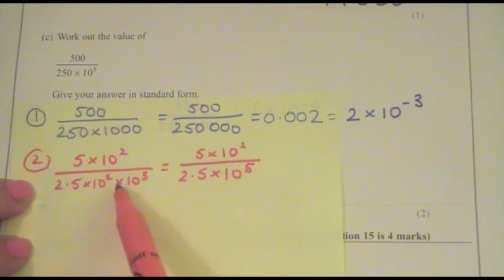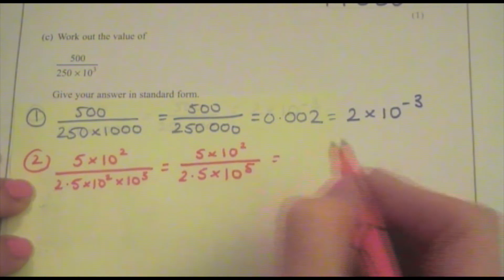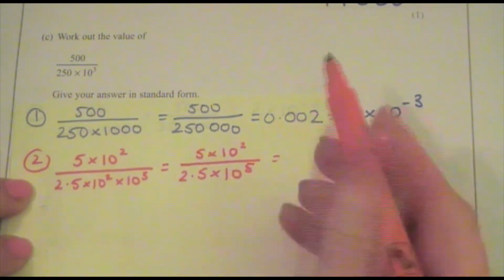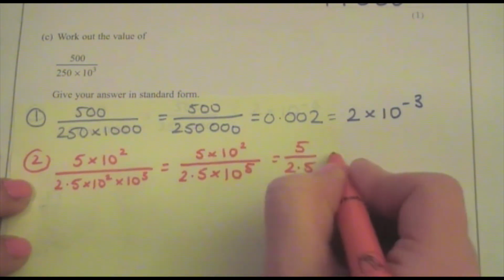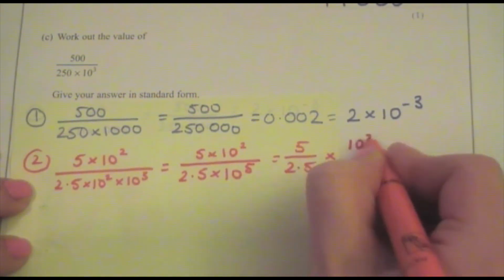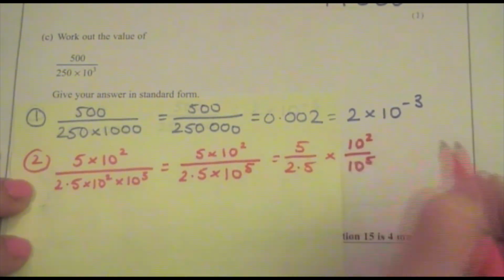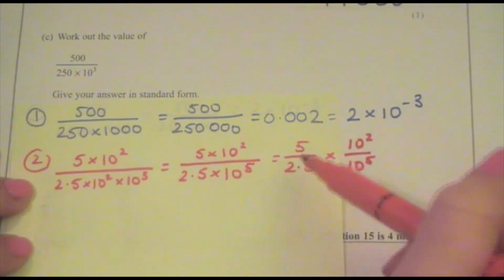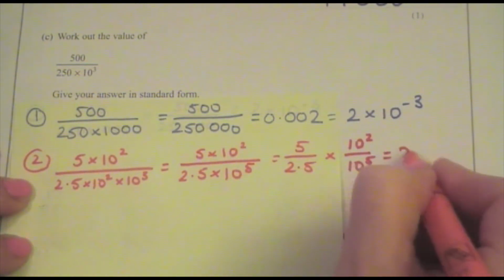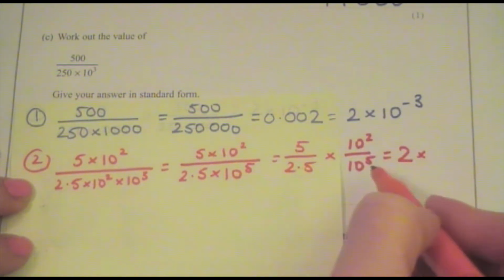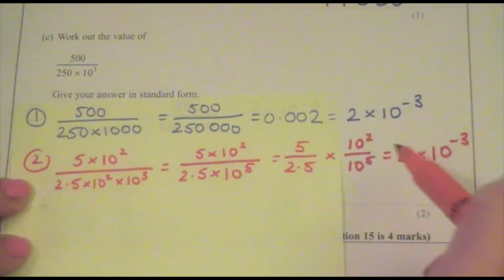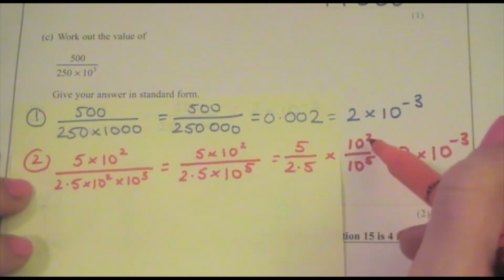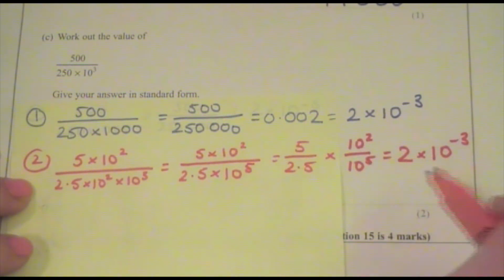I can then split my fraction up because it's being multiplied, so I can have 5 divided by 2.5 multiplied by 10 squared over 10 to the power of 5. 5 divided by 2.5 is 2. 10 squared divided by 10 to the power of 5 is 10 to the power of -3, because index laws tell me that I would do 10 to the power of 2 take away 5. And that's my answer.